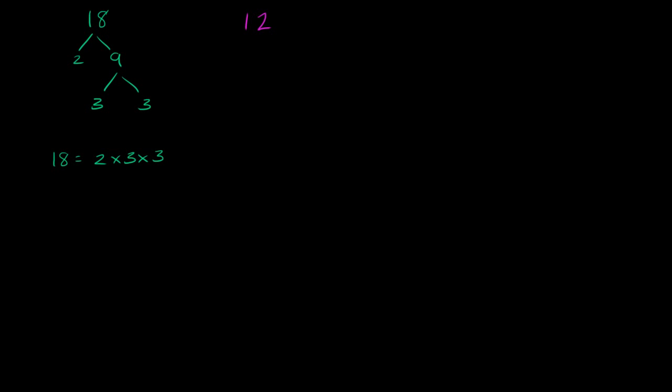So we could write 18 is equal to 2 times 3 times 3. That's its prime factorization. 12 is 2 times 6, and 6 is 2 times 3, so 12 is equal to 2 times 2 times 3. Now the least common multiple of 18 and 12 is going to have enough prime factors to cover both of these numbers and no more, because we want the least common multiple, the smallest common multiple.